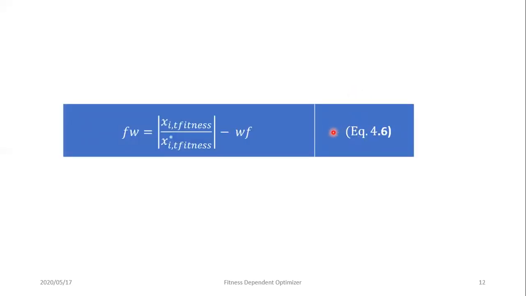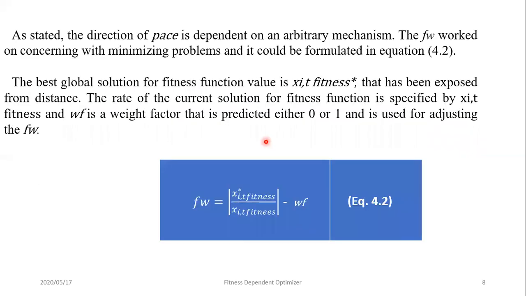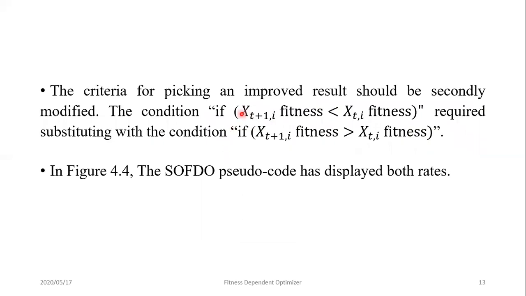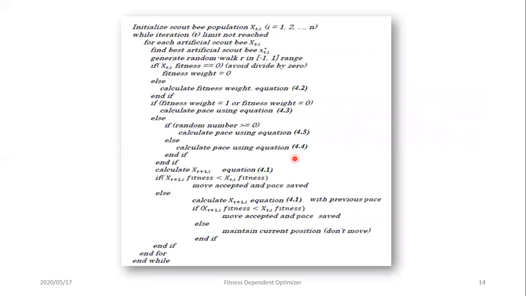If you have a maximization problem, then the reverse of equation 2 can be used for a maximization problem. So the algorithm works originally for minimization, but if you want to do maximization, you just have to flip this fraction and minus the same weight factor. So that is the only difference, plus one more difference. So this if condition will be replaced by this if condition.